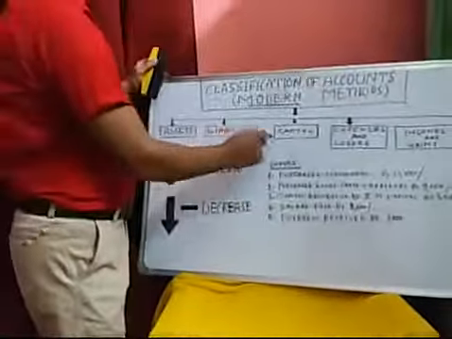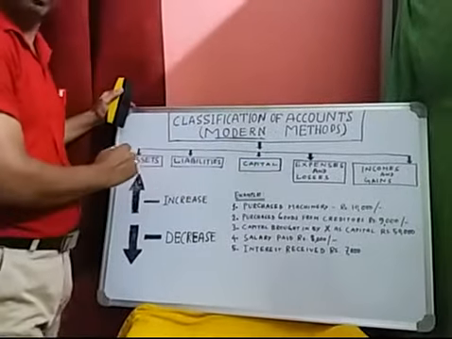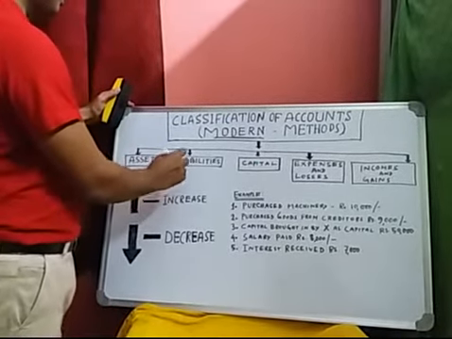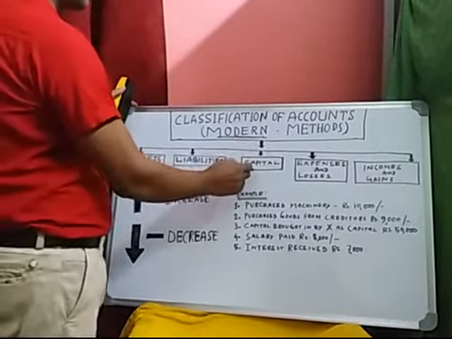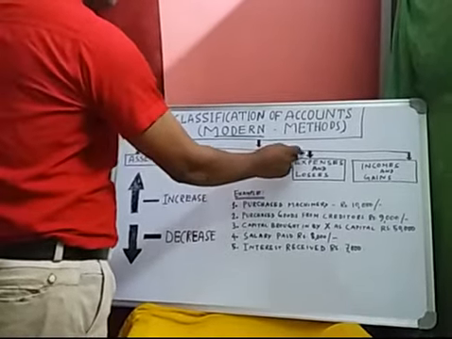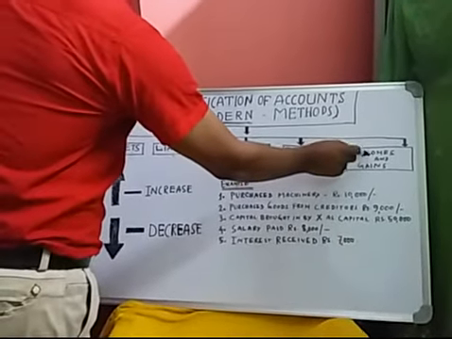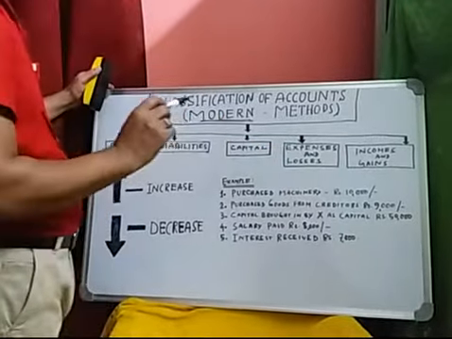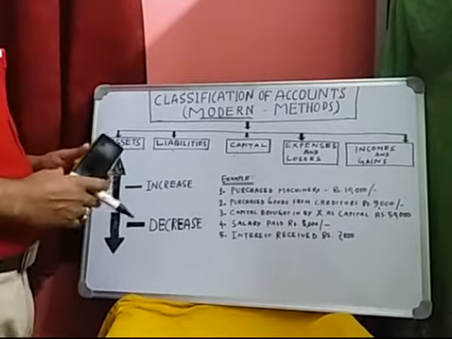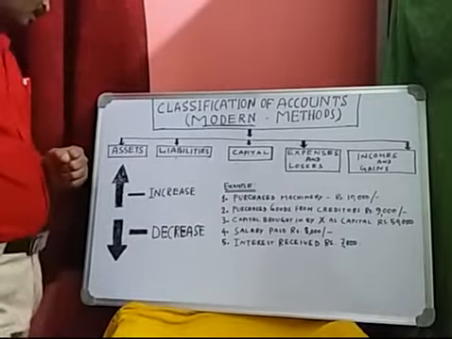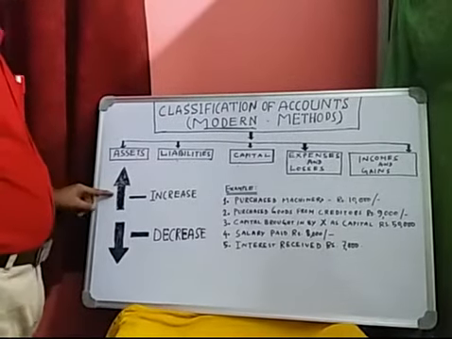Five categories. Okay. Number 1 is assets, number 2 is liabilities, number 3 is capital, number 4 is expenses and losses, and number 5 is incomes and gains. Clear on this part? And before discussing these five parts, I have taken two arrows.